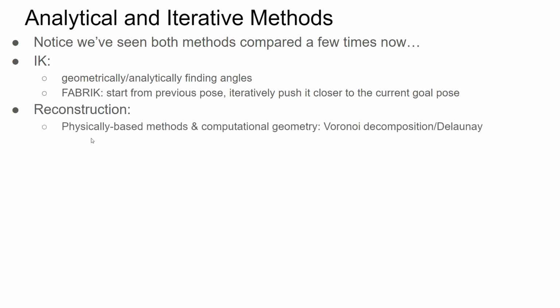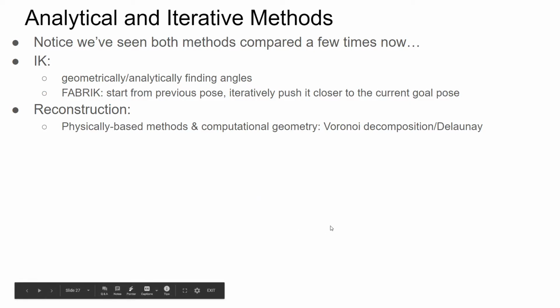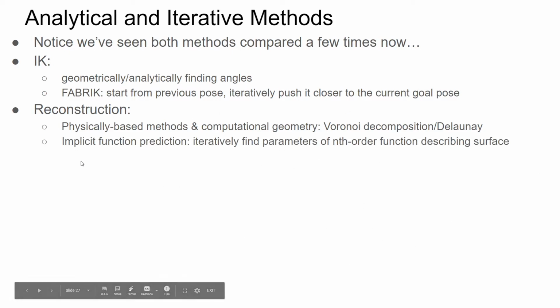In reconstruction, we have these physically based and computational geometry methods like Delaunay triangulation and Voronoi decomposition, which compute edges based on just geometric assumptions about the points, and they use circumcircles and things like that. Then you also have this implicit function that we've talked about, where you're iteratively trying to find the parameters of some nth order function that's a certain amount of complexity that describes the surface. This is an iterative method. It's very hard to geometrically figure out the implicit functions, especially if there's a lot of noise.